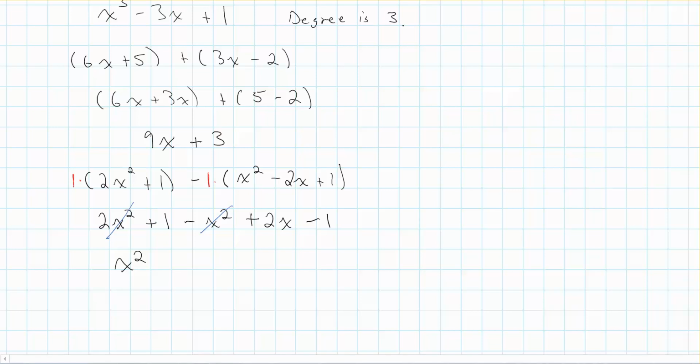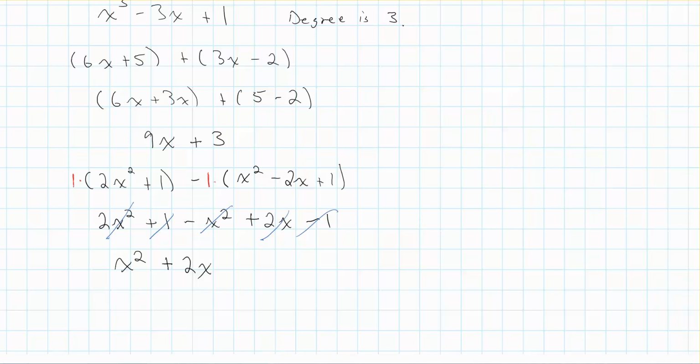And then, okay, let's look for all the x's, if there are any. There's nothing there, but I have 2x. Okay, so this would be x squared plus 2x, and then look at all the numbers. So I have 1 minus 1, which of course is 0, and we wouldn't write plus 0 down. So we get x squared plus 2x. I said hopefully that's pretty straightforward.